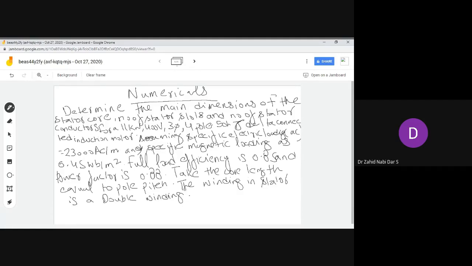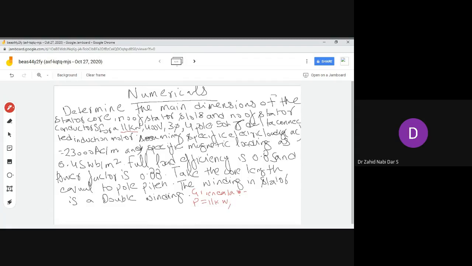When we look at the question, what are the main factors? What is the given data? Let me change the color and write the given data here. The first thing is the power. Power is equal to 11 kilowatts. So this is our given data.